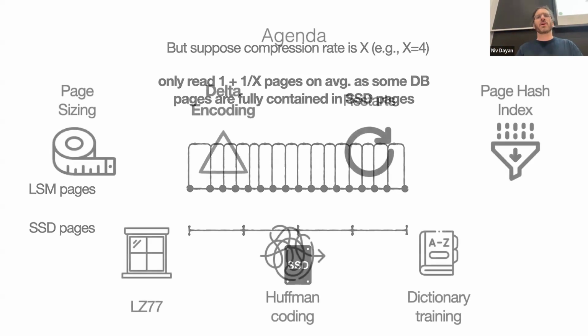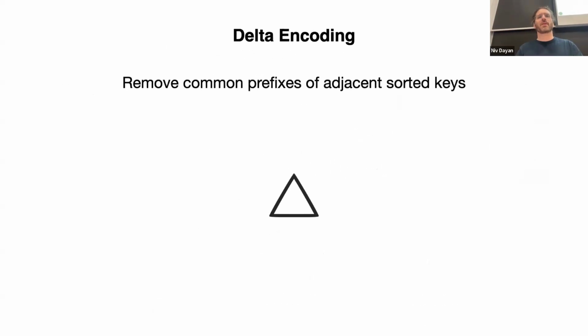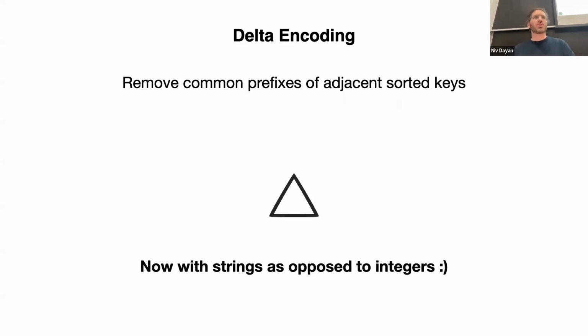Okay. All right, let's move on to delta compression. The idea with delta compression, we saw this last time as well, is to remove common prefixes of adjacent sorted keys. Last lecture, we saw this in the context of the Golomb coding, but that was with integers. How you do it with strings of variable sizes is a little bit different.